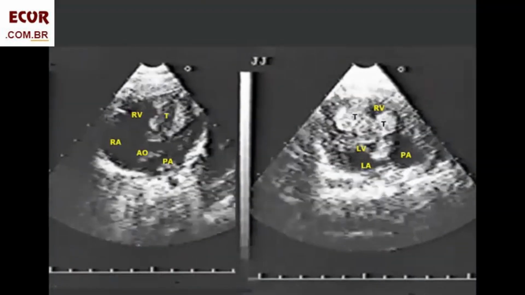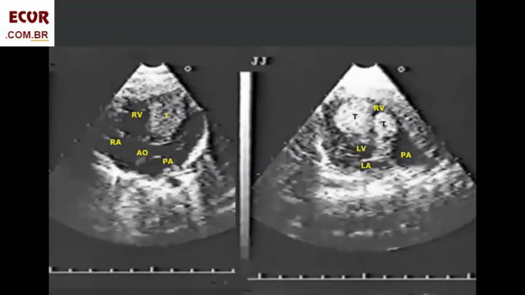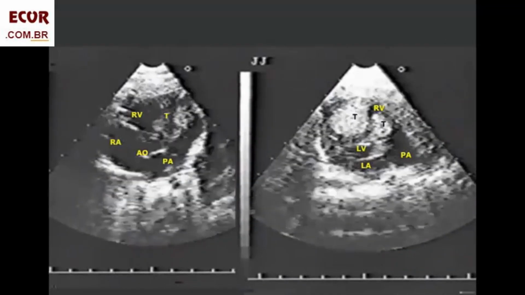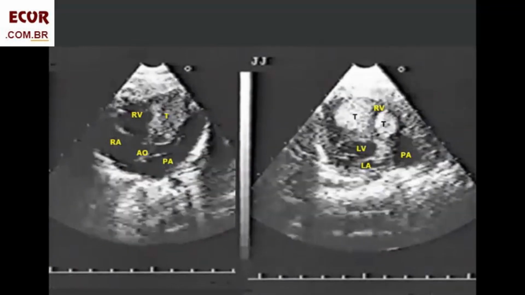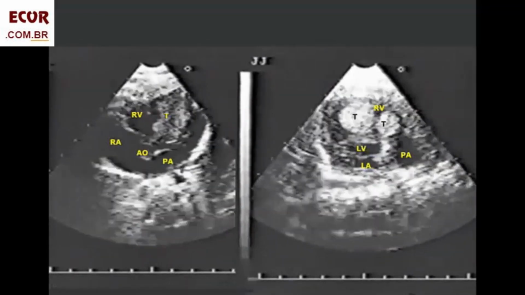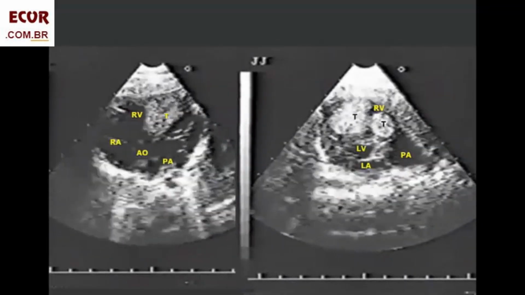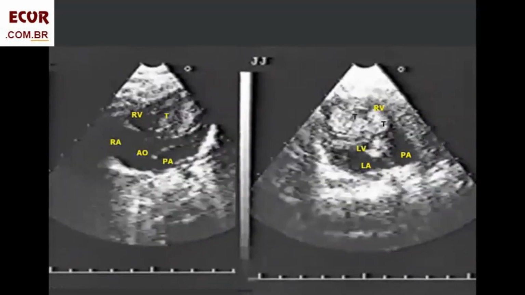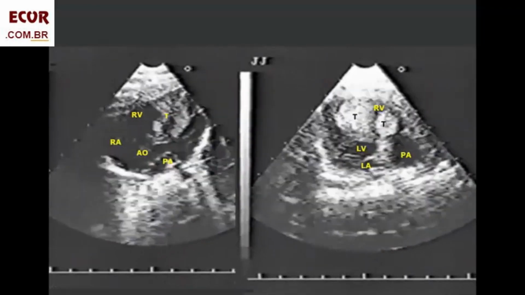Here an example. Both views are subcostal. Multiple masses obstructing the right ventricular outflow tract in a child with tuberous sclerosis. The child was operated on because of this obstruction. Another interesting feature about this tumor is that once diagnosed, if it is not producing obstruction or any hemodynamic problem, surgery can be postponed, no matter its size or its numbers, since the tumor can have complete regression and disappear totally.